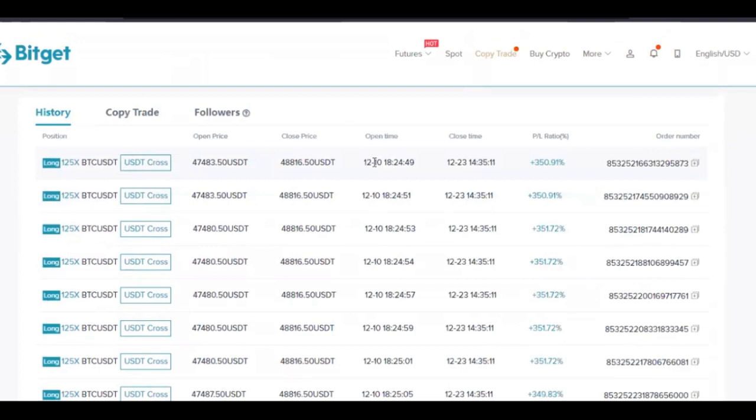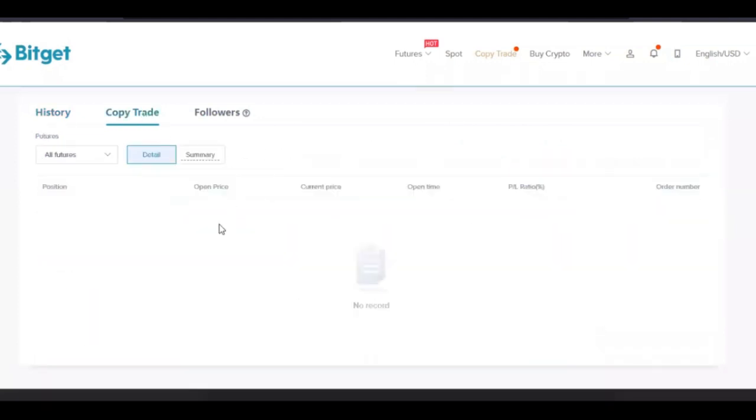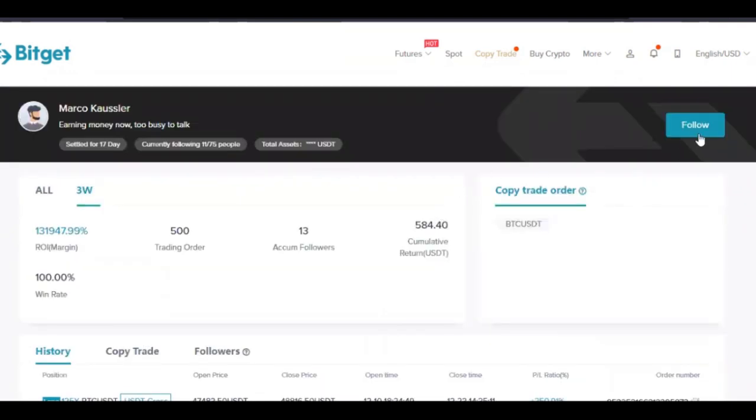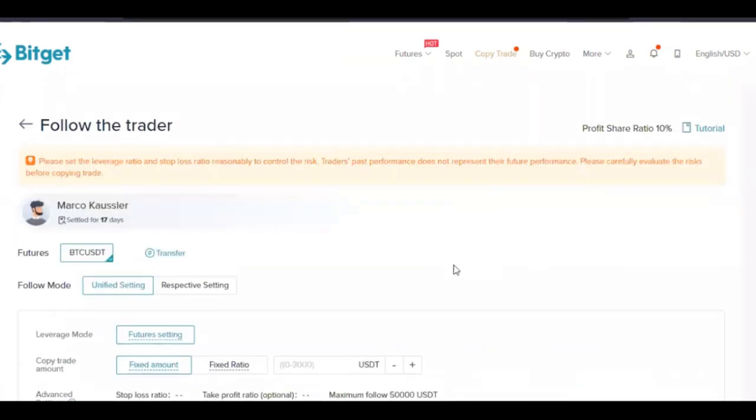You see here, this trade was closed on the 10th, and he made about 350% on all of this trade history. Currently, he doesn't have any trade ongoing. And I can go ahead, for instance, if I want to copy this trade, I'll just go ahead and click on follow. And when I click on follow, it brings me to this page.